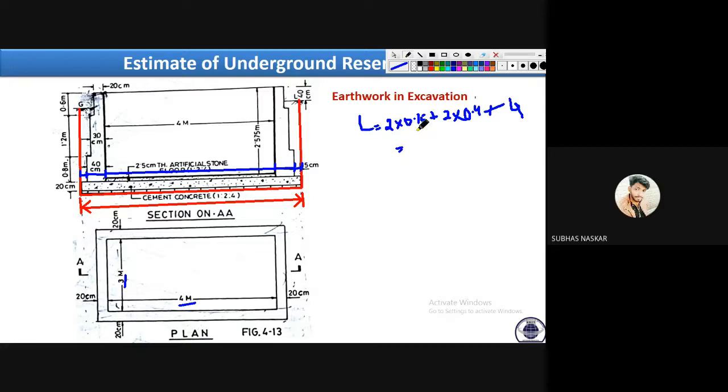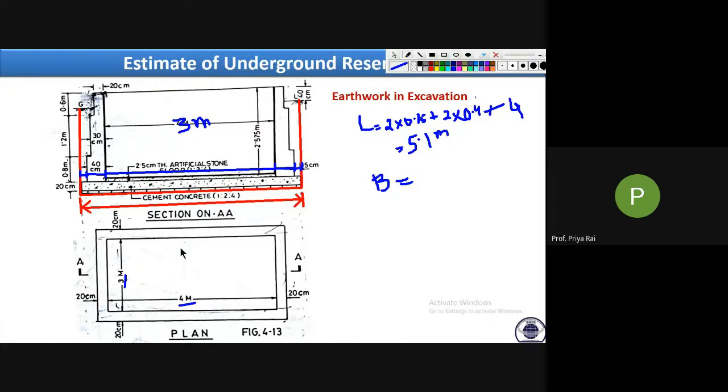Please calculate. 5.1 meter. Yes, 5.1 meter. Okay, now please calculate and tell me what will be the B. Same formula, only here, instead of 4, it will be 3 meter. That means we are calculating from this side now. Okay, so tell me what will be the value of breadth.